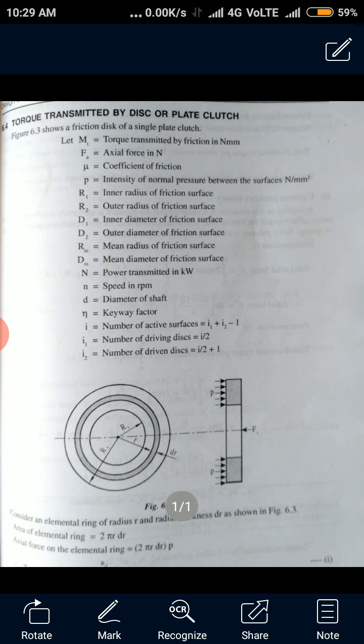Unless he mentions otherwise, we need to always assume wear theory for the calculation. If he has given the pressure uniform theory, you have to use those equations regarding the pressure. In case he mentions wear theory, use equations related to the wear theory. In case he does not mention any theory, then by default you have to assume wear theory for the calculation of a clutch plate. Okay, so now we've seen the design procedure. Next we'll go for one or two problems.